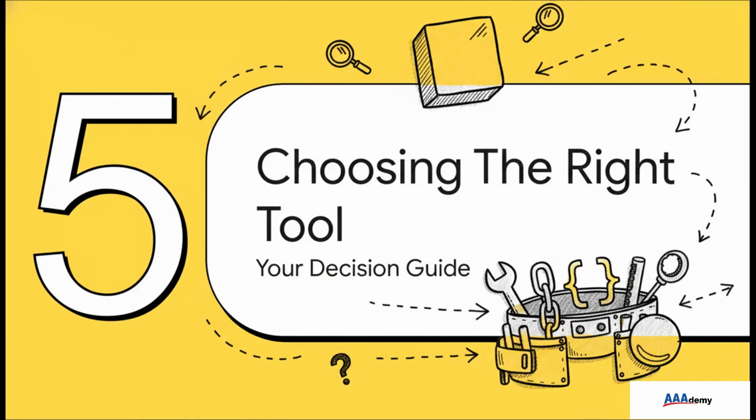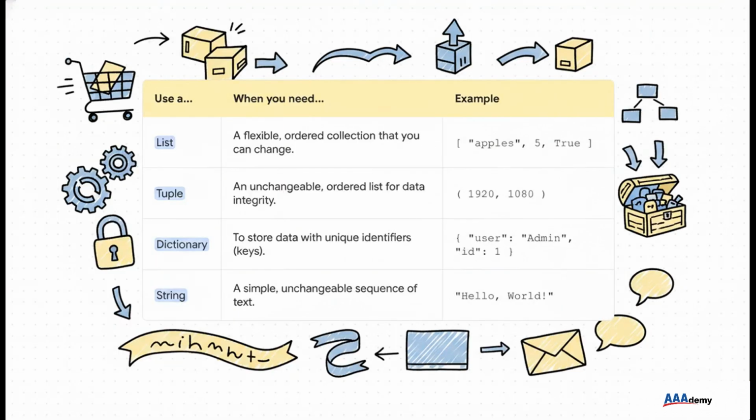So, we've met the changemakers and the unchangeables, we've learned some pro tips. Now let's bring it all home. How do you decide which one of these tools to pull from your tool belt for any specific task? This right here is your ultimate cheat sheet. You're going to use a list when you need a collection you know you're going to modify, like a to-do list. For data that must never ever change, like those screen coordinates, that is a job for a tuple. When you need to link unique identifiers to their values, like in a user profile, you'll reach for a dictionary. And of course, for any simple, unchangeable text, you've got the string. It really is that straightforward once you see it all laid out like this.